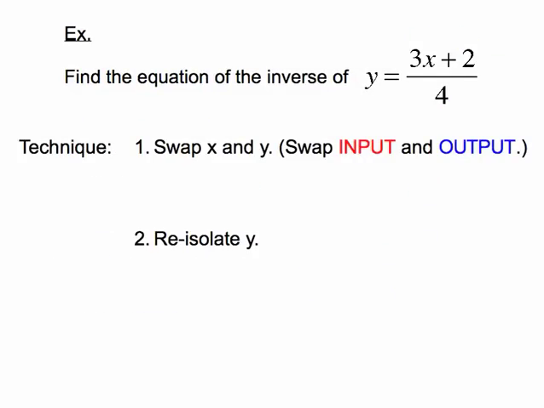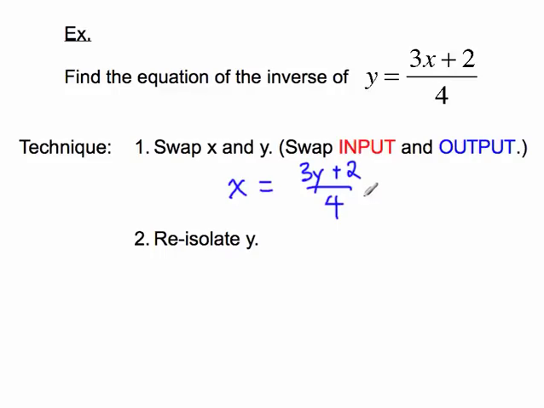Okay, let's look at a slightly simpler way of doing that. Again, we're looking at the same function, y is equal to (3x + 2) over 4. Now remember that the inverse swaps the input and the output from the original function. So what we're going to do here is swap x and y. So x is equal to (3y + 2) over 4. Now, because we've swapped the input and the output, this is now the inverse of this function.